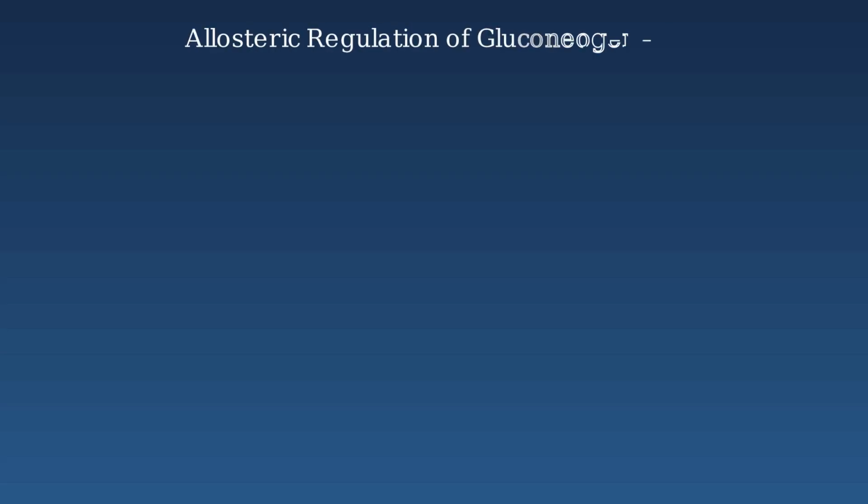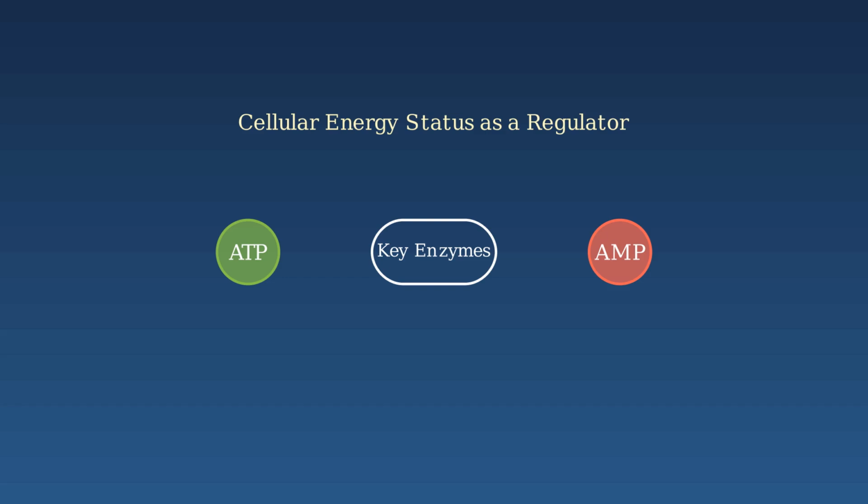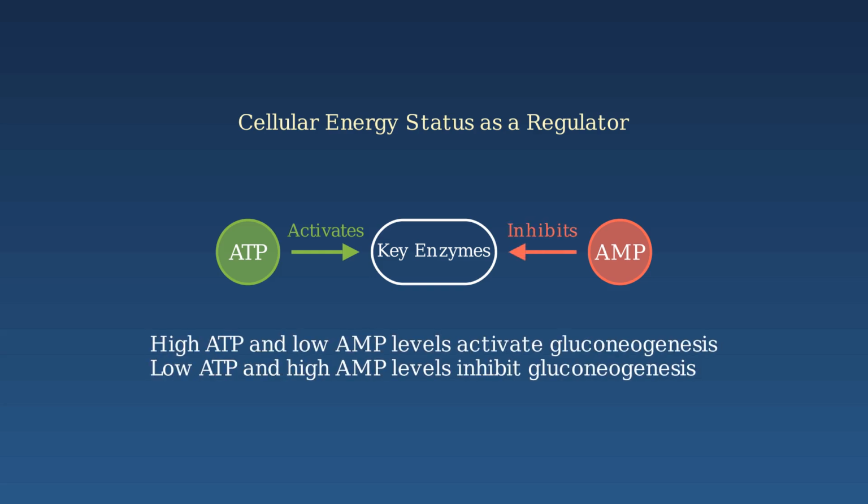Allosteric regulation is a key mechanism controlling gluconeogenesis based on the cell's energy status and metabolic needs. The cell's energy status directly influences gluconeogenic enzyme activity. High ATP levels signal energy abundance, activating gluconeogenesis. When ATP is high and AMP is low, key gluconeogenic enzymes are activated, promoting glucose production. Conversely, high AMP levels, indicating low energy status, inhibit gluconeogenesis to conserve resources.